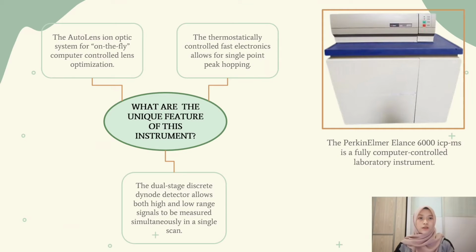On the top right of the slide is the Perkin Elmer ELAN 6000 ICP-MS, a fully computer-controlled laboratory instrument. What are the unique features of this instrument? First, the auto-lens ion optic system for on-the-fly, computer-controlled ion optimization. Second, the thermostatically controlled fast electronics allow for single-point peak hopping. Third, the dual-stage discrete dynamic detector allows both high and low-range signals to be measured simultaneously in a single scan.